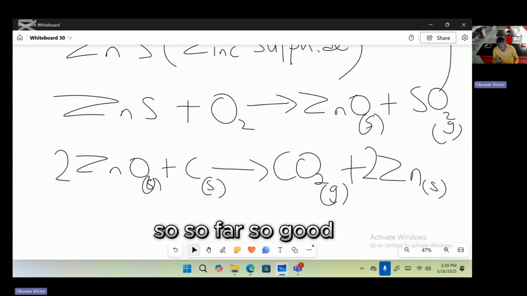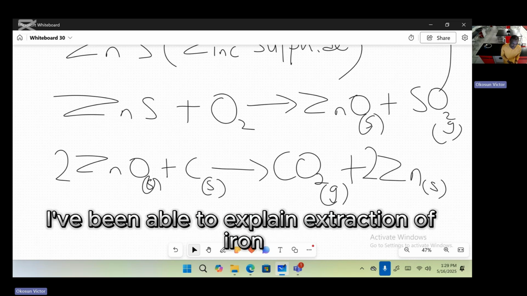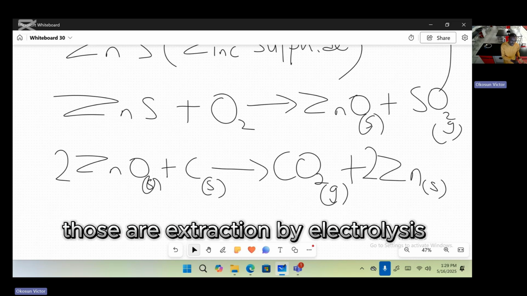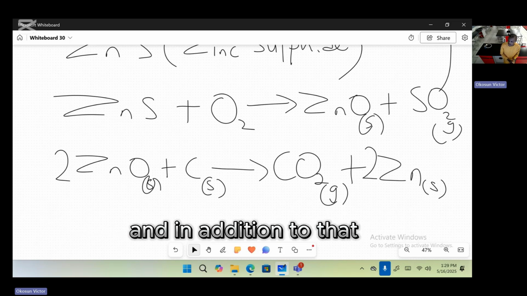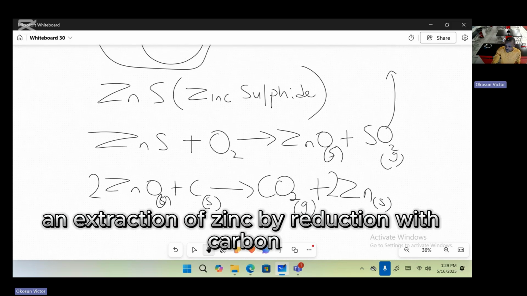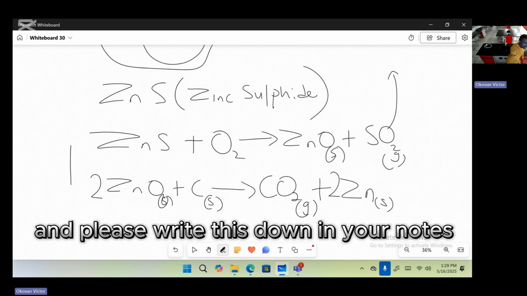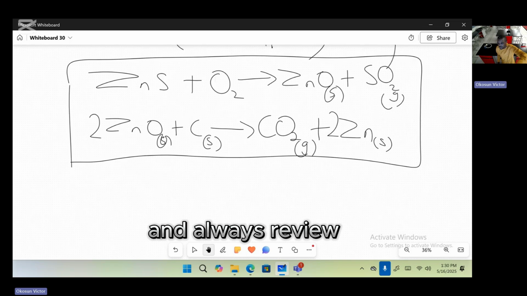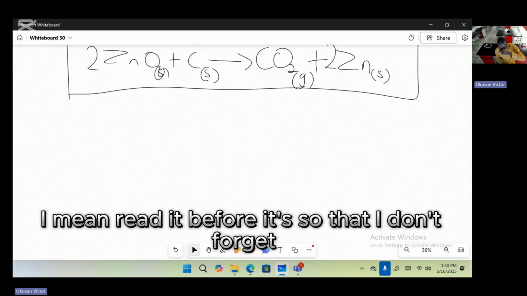So far so good. I've explained extraction of iron in the last class. In this class we have explained extraction of aluminium. Those are extraction by electrolysis. And in addition to that, I've also shown you extraction of copper and extraction of zinc by reduction with carbon. Please write it down in your notes and always read it before the exam.